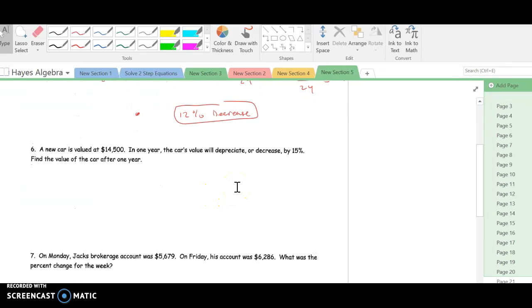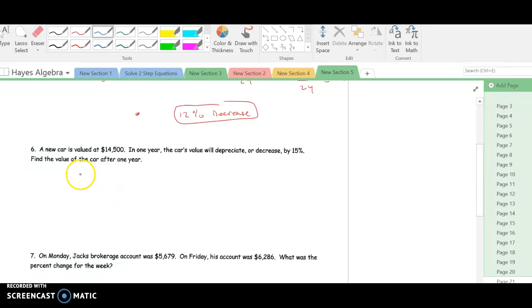All right. Now, the next part is, what happens if we tell you something depreciates a certain percent? How do we find the new amount? So number 6 says a new car is valued at $14,500. In 1 year, the car's value will depreciate or decrease by 15%. Find the value of the car after 1 year.